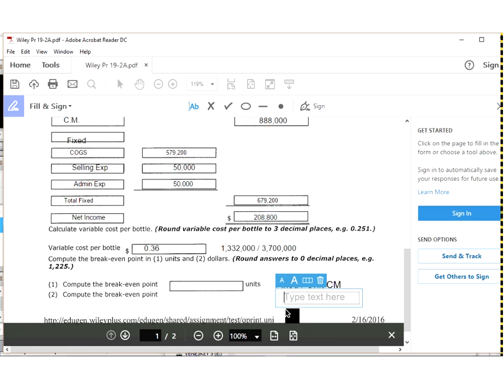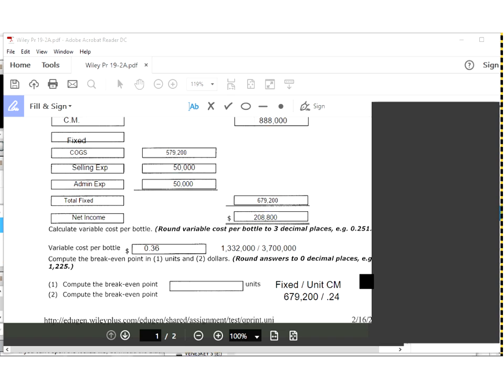Now, when I come down here to get the break-even point, my fixed cost, I already know that. That was up here, $679,200. And I need to divide that by my contribution margin. Well, remember, my contribution margin is simply my sales per unit, which is 60 cents, minus my variable cost per unit, which is 36 cents. We need to go back to the notes that we had there in the lecture. And if we do the math there, that's 24 cents per bottle that I make in income.